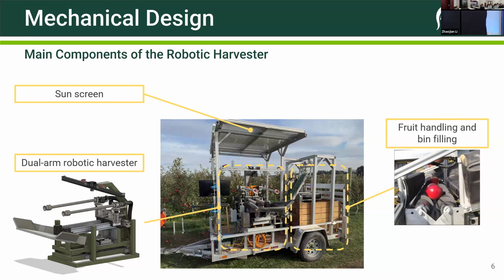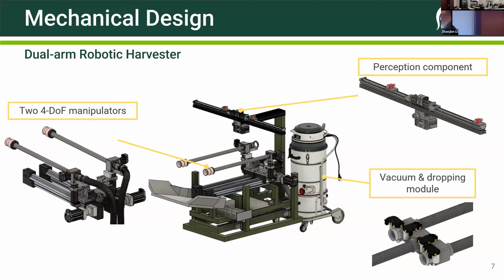Here is the hardware overview. We have what we call a sunscreen system, which tries to physically mitigate the effect of the different challenging lighting conditions. Then we have a key robotic module, the 2-arm robotic module. And then we also have a fruit handling system. After we pick the fruit, we need to transport it to the bin without damaging it. Those are the key modules. And within this core robotic harvesting module, we have a perception system.